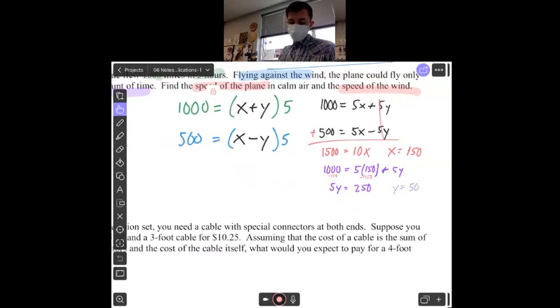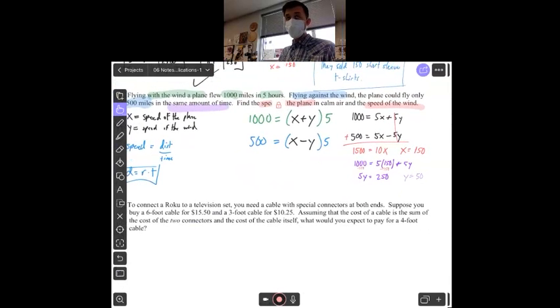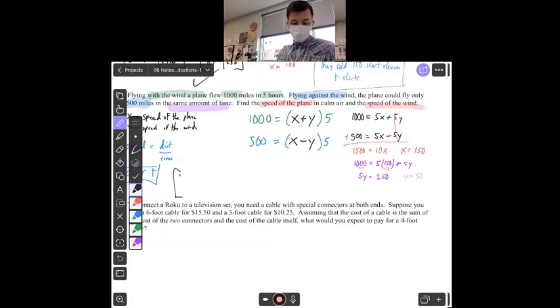I'm going to use a matrix to check that. You will have to use this one. You can't use this, write your matrix. So what would our first row of our matrix be? 5, 5, 1000. What would our second row be? 5, negative 5, 500, right?